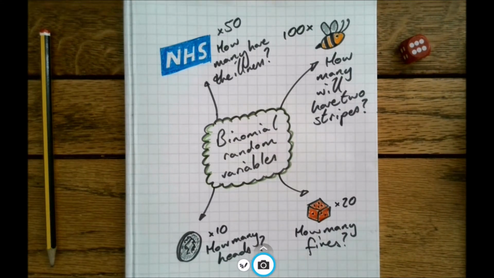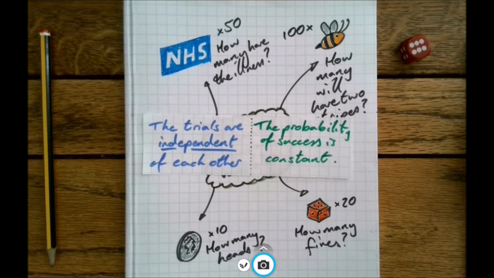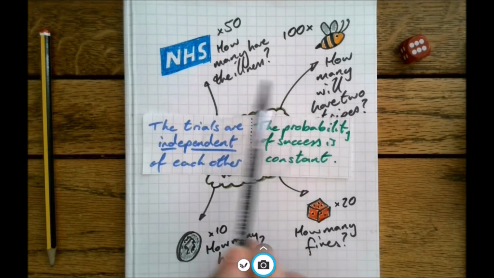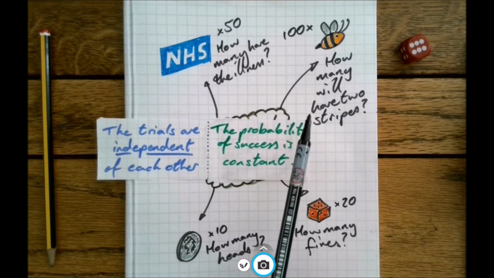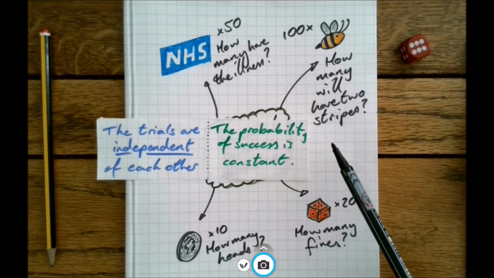In order for these to be proper binomial random variables, we need to make 2 assumptions. Those are that each one of the trials is independent of the others, and that the probability of success is constant. So, for example, with the dice, if I roll a 5, that doesn't have any impact on whether the other rolls are 5s, and the probability of success is always a 6th. That is nice and tidy for these ones. Those assumptions might not necessarily hold true when we apply it in real life. You could imagine that if I spot one bee, then the next bee might be more likely to have 2 stripes because they might be brother and sister.